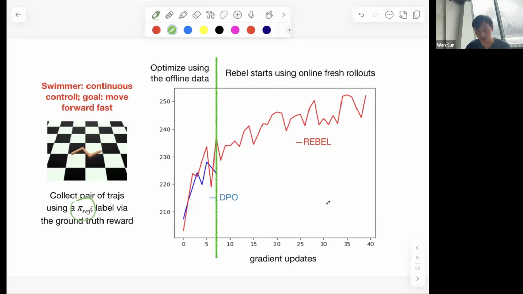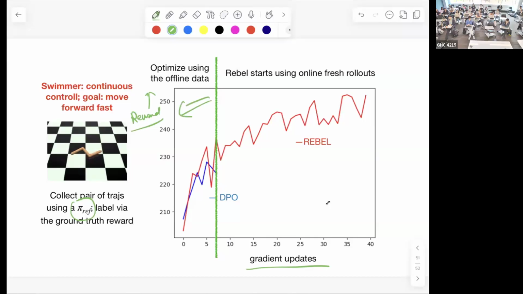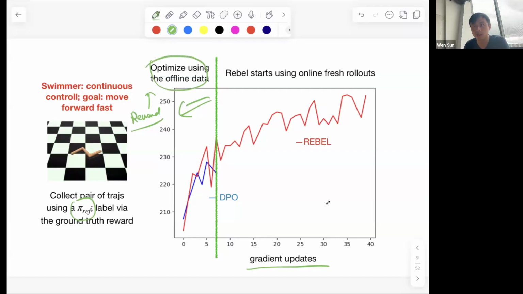Okay, so this is what I got by comparing DPO versus Rebel. On this plot, the x-axis is the number of gradient updates, the number of mini-batch gradient updates. The y-axis is the reward of the policy. Everything on this side corresponds to optimization on the offline preference data. So this is optimization using the offline data. We just take the offline data and loop through it using multiple steps of mini-batch gradient update.